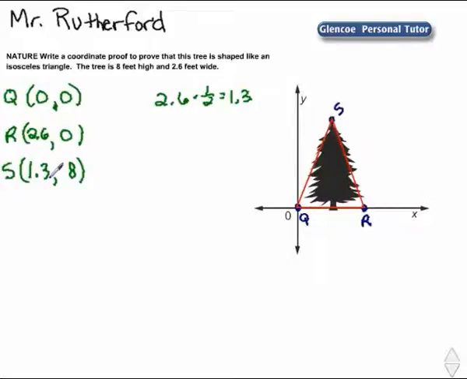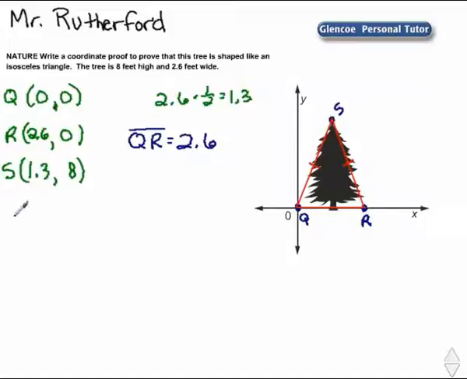Now, in order to classify this as an isosceles triangle, we need to use the distance formula and find the length of each one of these sides. Now, we know that the length of QR is going to be equal to 2.6. But in order to find out whether or not this is an isosceles triangle, QS and RS need to be congruent or equal in length.